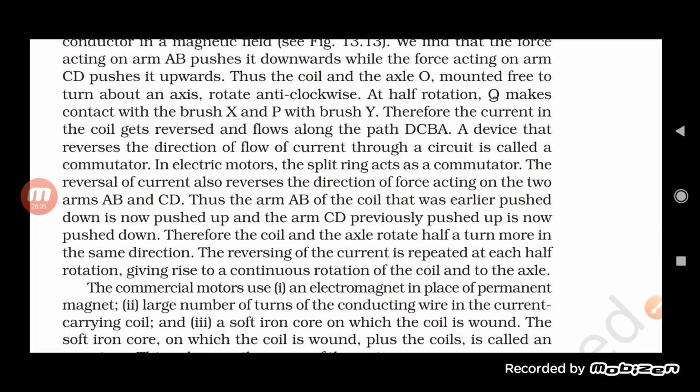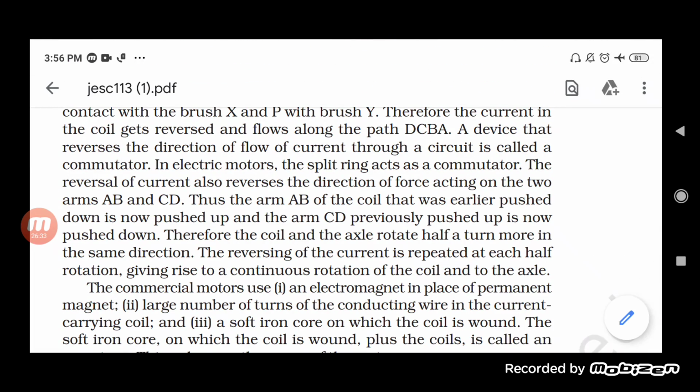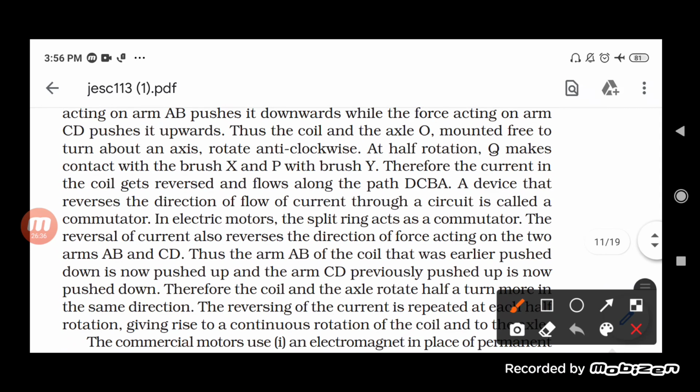You can see here it is written that at half rotation, Q makes contact with brush X and P with brush Y, and therefore the current of the coil gets reversed. As the current of the coil gets reversed, it will start moving not from ABCD but DCBA, in the reverse pattern. And this reversal of the flow through the circuit is done with the help of a commutator.